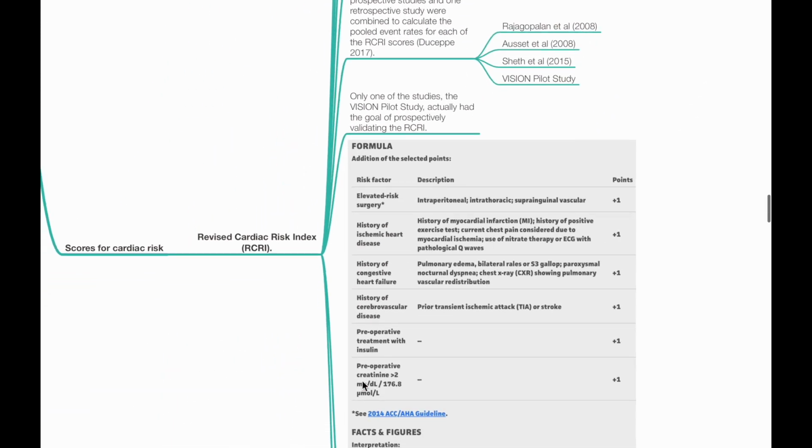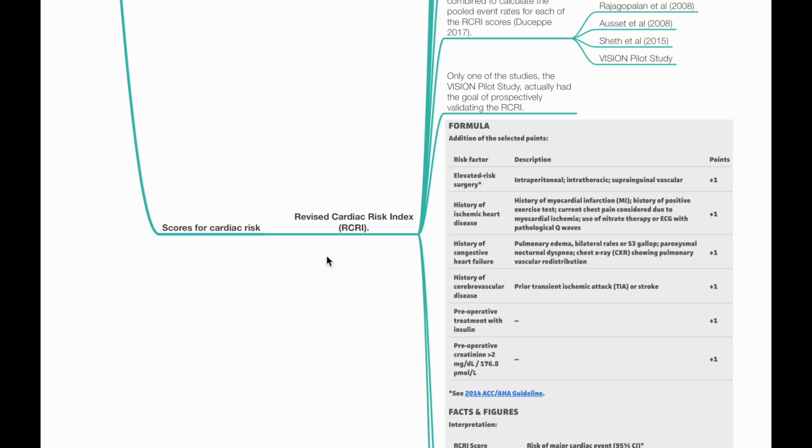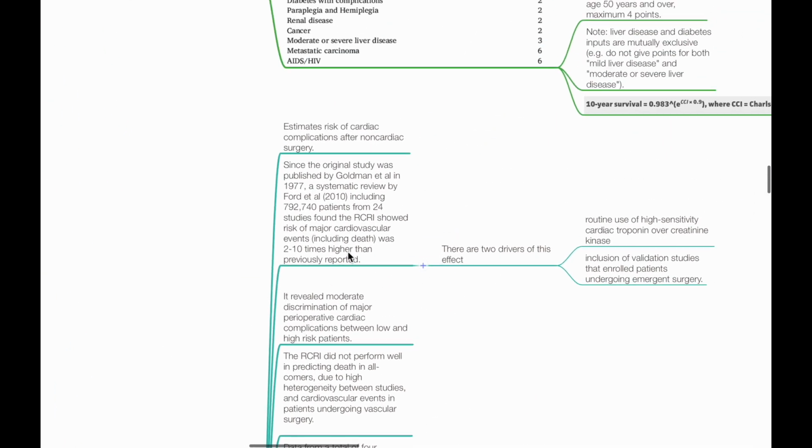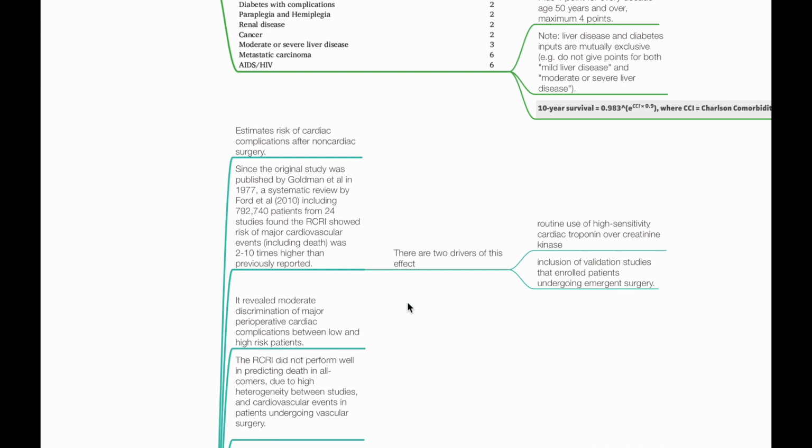Scores for cardiac risk. Revised Cardiac Risk Index. This estimates risk of cardiac complications after non-cardiac surgery. Original study was published by Goldman et al. in 1977. Recent systematic review by Ford et al. in 2010, including 792,000 patients from 24 studies, found that RCRI showed risk of major CVS events, including death, being 2 to 10 times higher than previously reported.